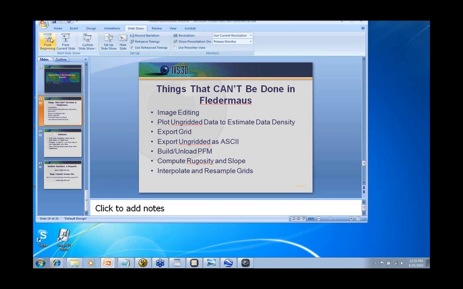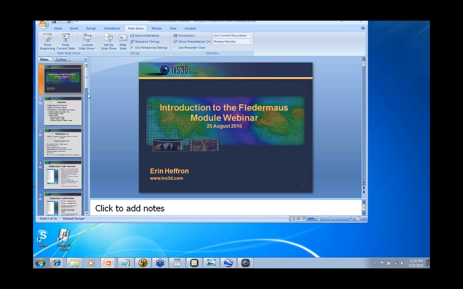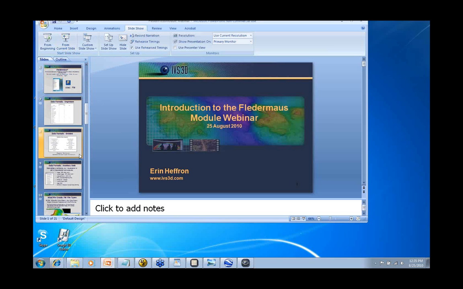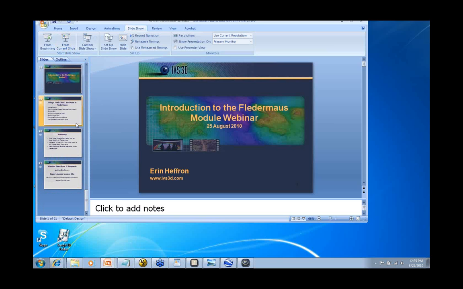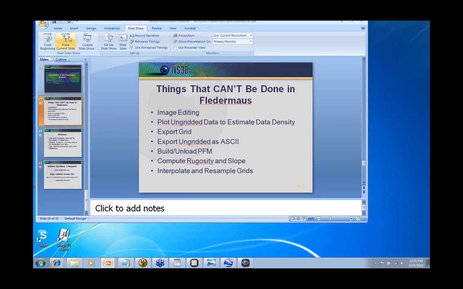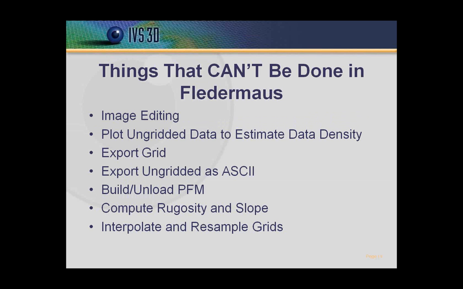In summary, things that can't be done in Fledermaus. You can do a lot in Fledermaus, but there are a few things that cannot be done in Fledermaus. You can't do image editing in Fledermaus, so you can't crop images or add transparency. That has to be done in dMagic.